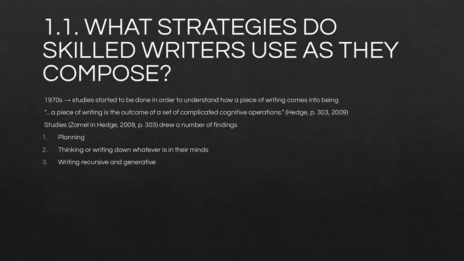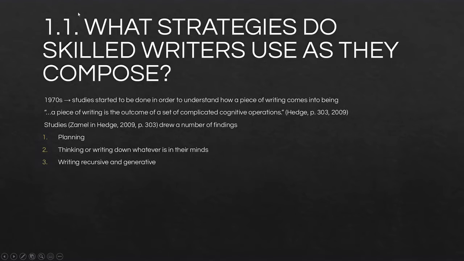In number two, thinking or writing down whatever is in their minds was a part of the observation. So some writers were observed while composing a piece of writing. So was it that they thought more than they wrote? What is it that they did at the beginning? Did they stop and think about what they were going to write, or did they just start writing down, putting on paper what was in their minds?